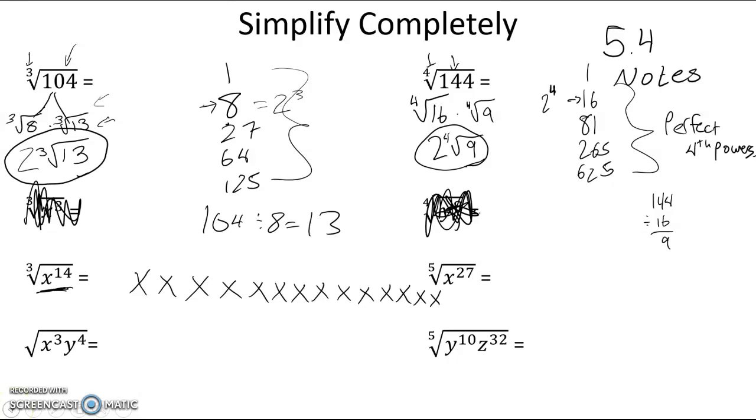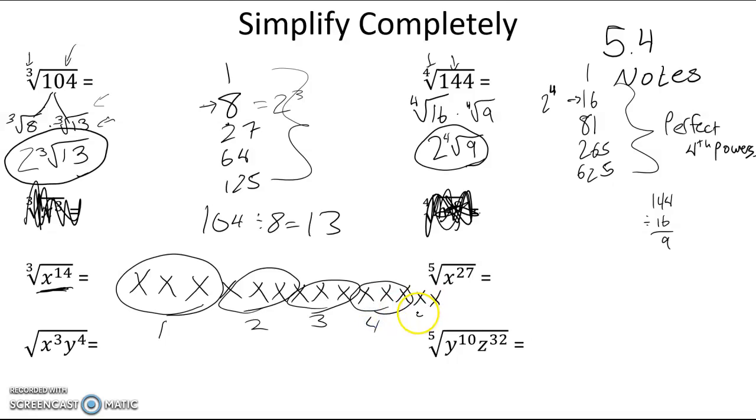Now I'm going to see how many groups of 3 I can make from these x's, whatever this root number is. So I'm going to circle these up. I've got 1 group here. I've got 2 groups. I've got 3 groups. And I've got 4 groups with 2 remaining, all right? I can't make a group of 3 with these, okay?